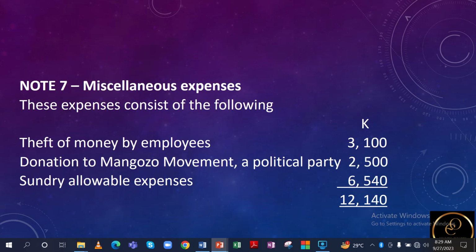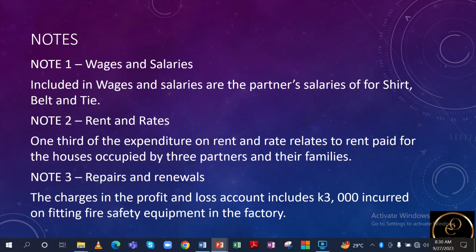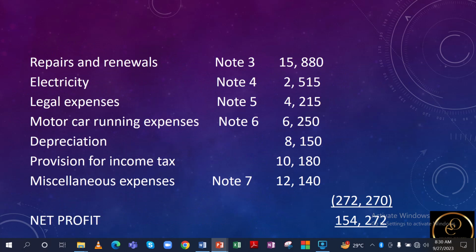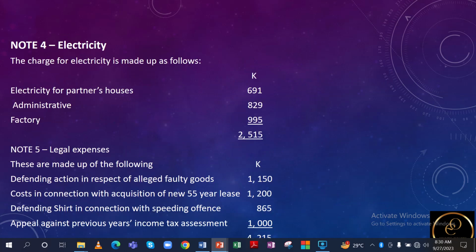Then we go back to look at the next item. We have legal expenses, and there is note number 5. Legal expenses amounted to 4,215. So what does note number 5 tell us? The breakdown of legal expenses is given by this: defending action in respect of alleged faulty goods, cost in connection with acquisition of a new 55-year lease, and also defending a shed in connection with a speeding offense.